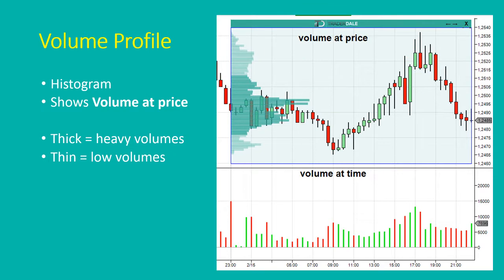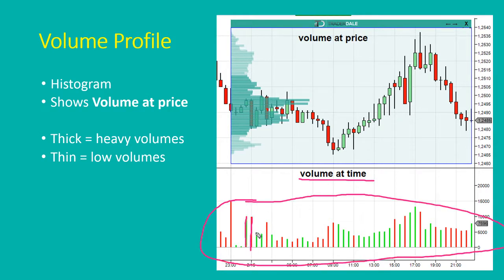The volume profile doesn't count pending orders, only actual trades that happened. If compared to volume at time, then this is the volume at time. This shows you at what times given volumes were traded. This is also pretty handy, but volume at price, in my opinion, is much more important. It gives you much more information.